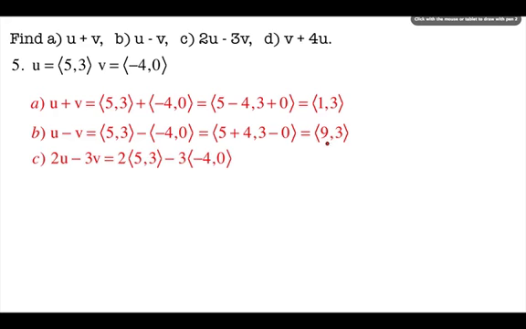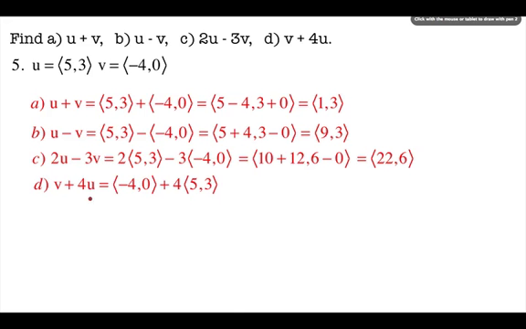For letter C, again, now you have 2 times u minus 3 times v. At this point, you distribute the 2, distribute the -3, and then you add the x components, you add the y components, and this is what you get. At this point, simplify. This is your answer. Letter D. So you have v plus 4u. Take v plus 4 times this. You add the x components of the vectors, the y components of the vectors, and this is what you get.